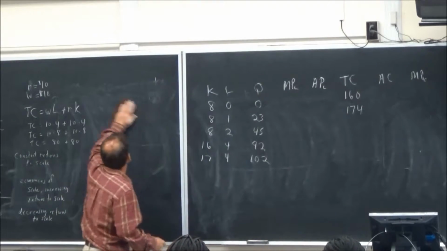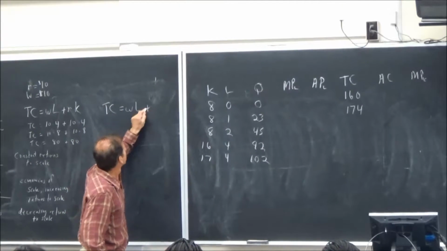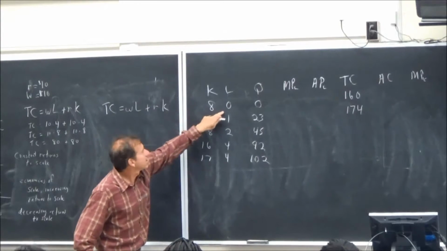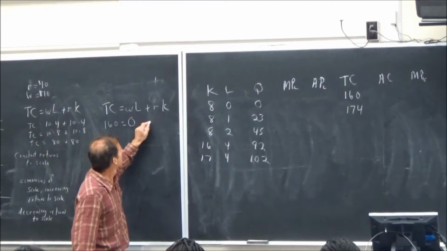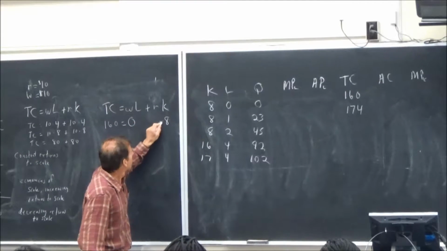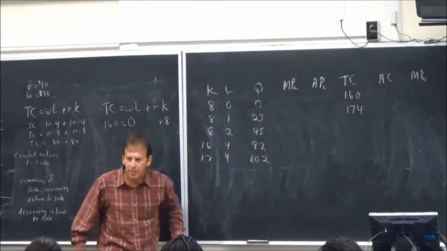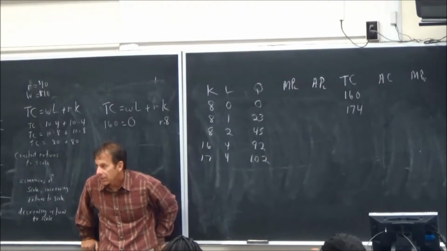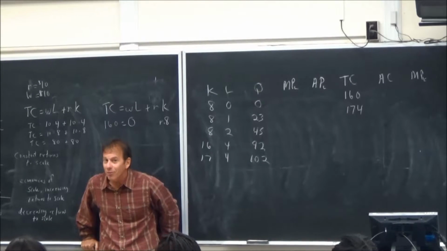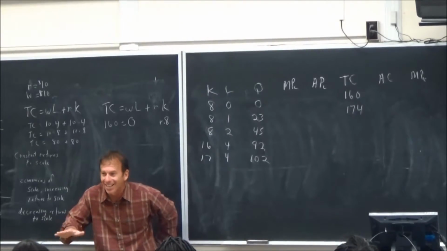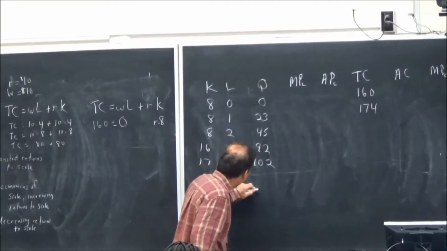It's the same formula that we used before. It's still TC equals WL plus RK, but this is 0, this is 160, and this is 8. So it's R times 8 equals 160. So R has to equal 20. Okay, you get it? Good? Does everybody have that? Please say yes. Or tell me no. All right, so we're good with that. So that means that your R is equal to 20.